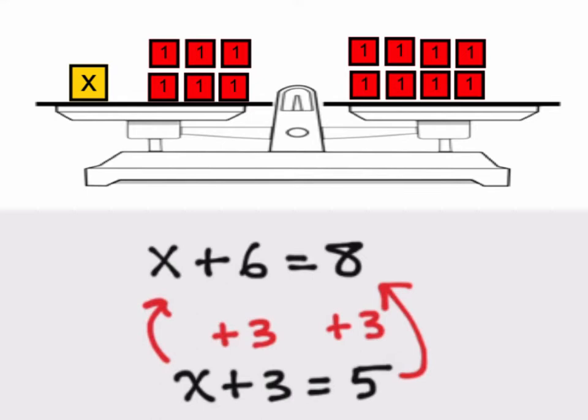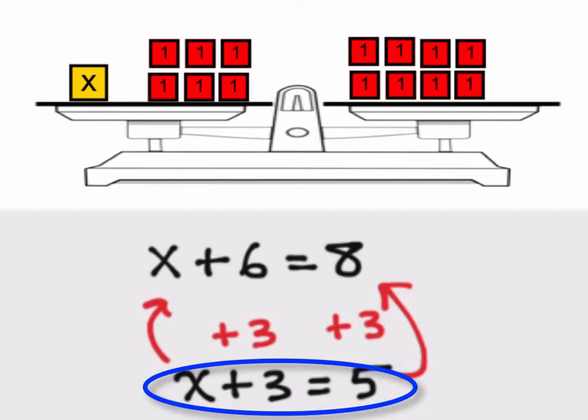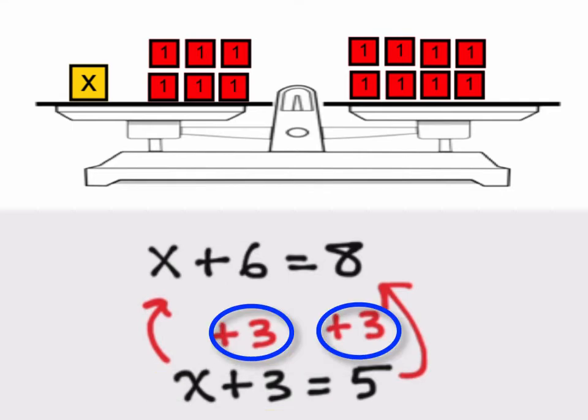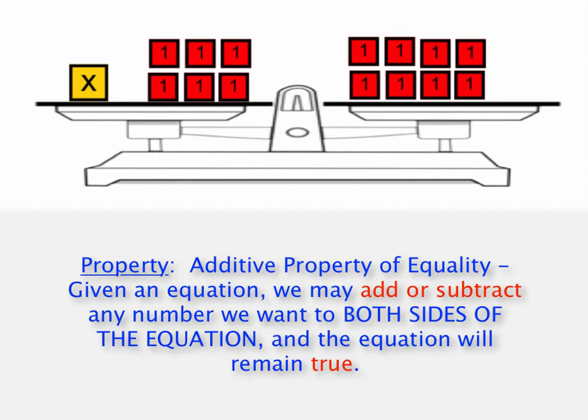What does this mean in terms of an equation? It means that given an equation, we can add any number we want as long as we add it to both sides of the equation, and the equation will remain balanced or true. So, one thing to keep in mind is this additive property of equality, which says that given an equation, we may add or subtract any number that we want as long as we do it to both sides of the equation, and the equation will remain balanced or true.